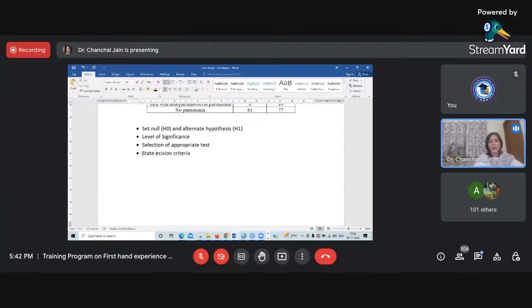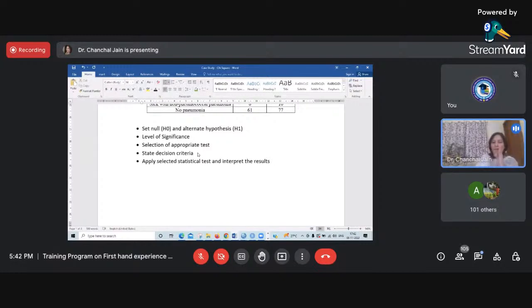So we need to decide upon the decision criteria, and then we need to apply the selected statistical test and interpret the results. This is the process of hypothesis testing.